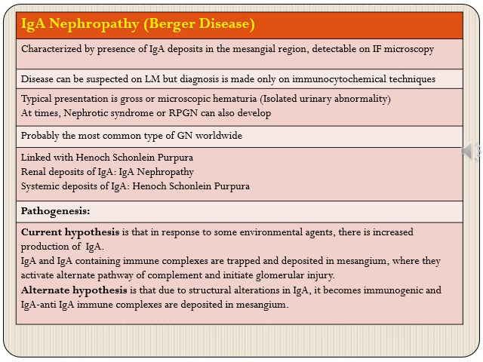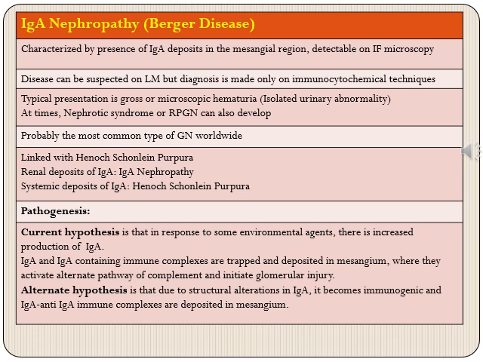Then coming on to the next entity, which is IgA nephropathy, also known by the name of Berger disease. This is characterized by presence of IgA deposits in mesangial regions and which are detectable on immunofluorescence microscopy. Although this disease can be suspected on light microscopy because of some mesangial prominence, a definite diagnosis can be made only on immunocytochemical techniques where these IgA deposits are demonstrated with the help of anti-IgA antibodies.